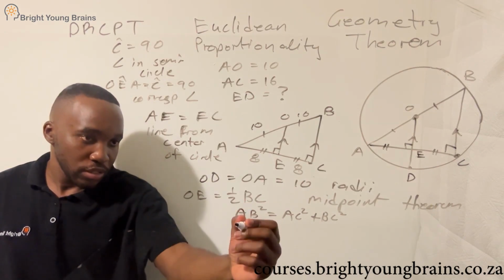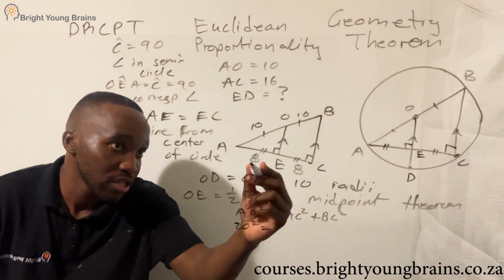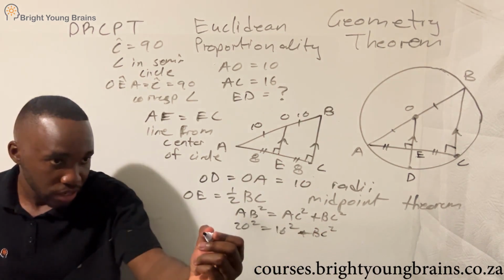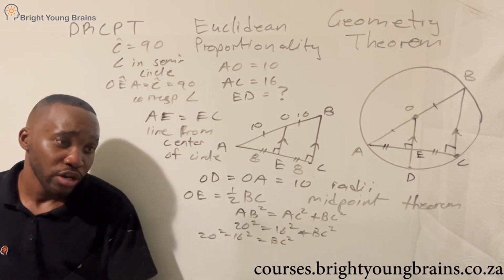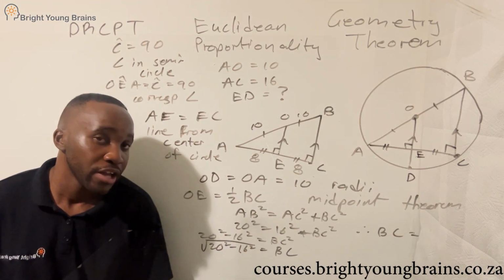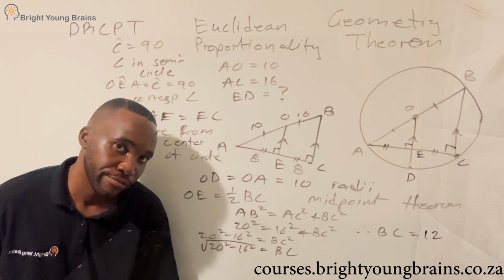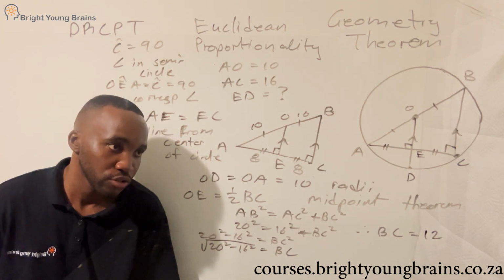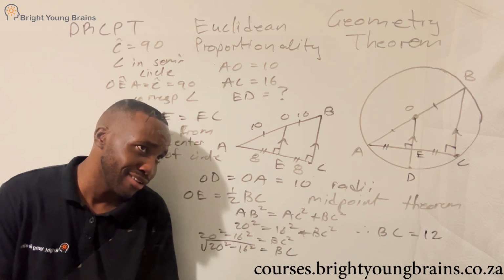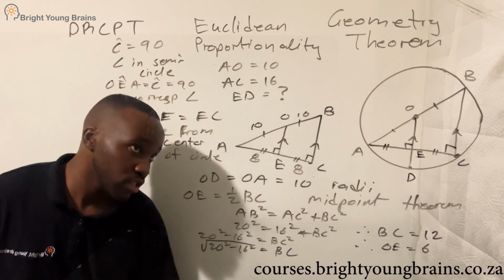So if you're going to isolate BC, AB here is 20. AC, we know it's double H, so it's 16. There we go. So we can take everything on one side, and then to get BC alone, you're going to have to square root both sides. And then, according to our calculator, BC is going to be equal to 12. Yeah, that is what your answer is going to be, 12. So if BC is 12, it means that OE is half of 12, which is just 6.